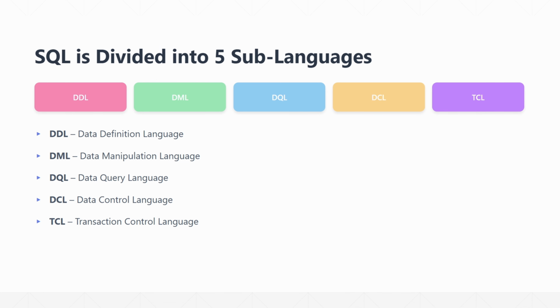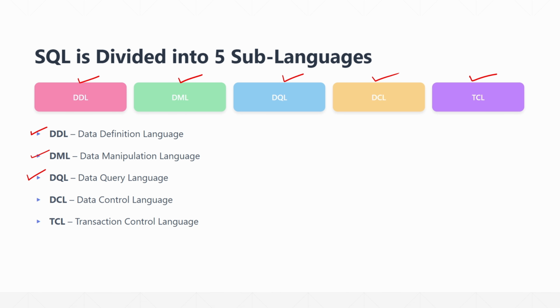Now let's talk about the structure of SQL. SQL is a big language. So to make it easy, we divide it into five smaller parts, each one having a special job like DDL, DML, DQL, DCL, and TCL. DDL, Data Definition Language. It is for creating or changing tables. And DML, data manipulation language. This is about data, inserting, updating, deleting rows, and DQL, data query language.